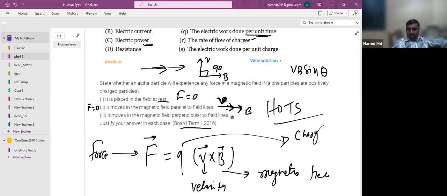Okay, so it's 1. So VB into 1 will be VB. So the force will be non-zero here, right? It will be equal to VB and this is non-zero. So alpha particles may experience force in these cases. So Jaslyn or Madiha, kindly go and look at the values of trigonometric ratios, right?